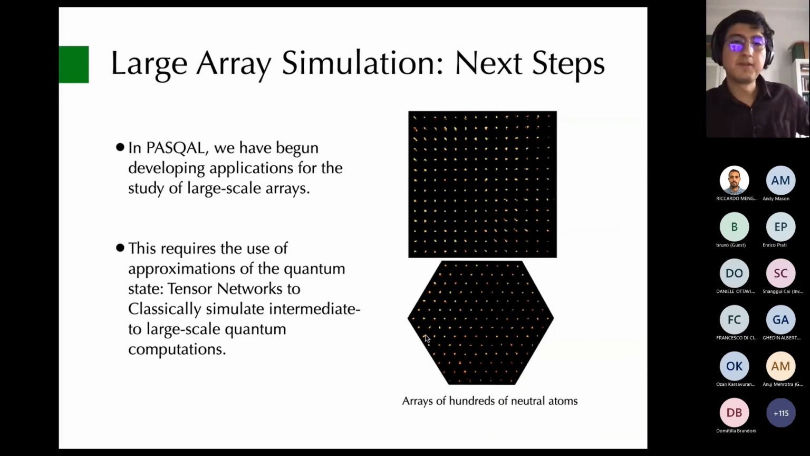So the next steps will be for large array simulation. These are examples of hundreds of neutral atoms in square or triangular lattice that we produce at Pasqal. But in order to understand better how they behave, we need to have simulation of these.